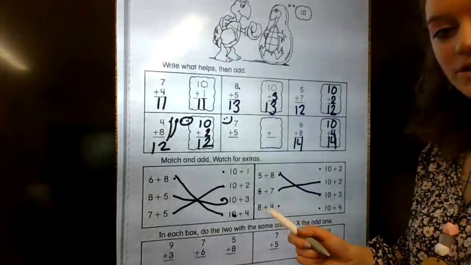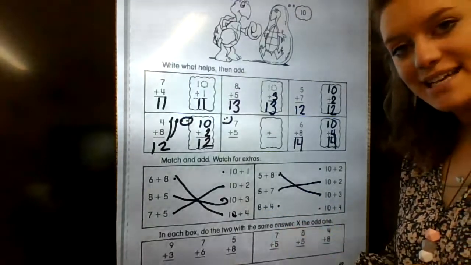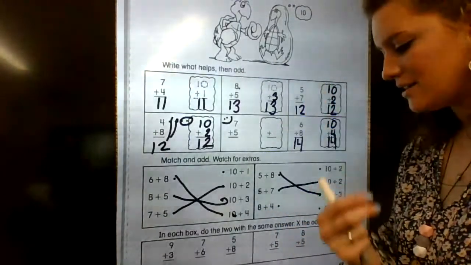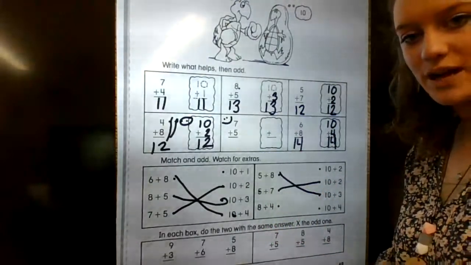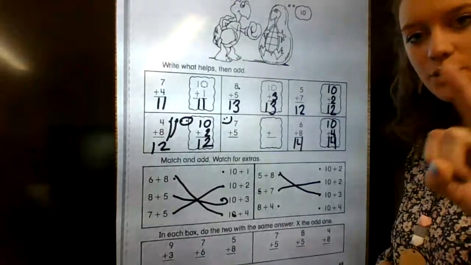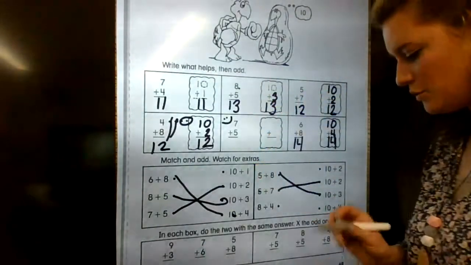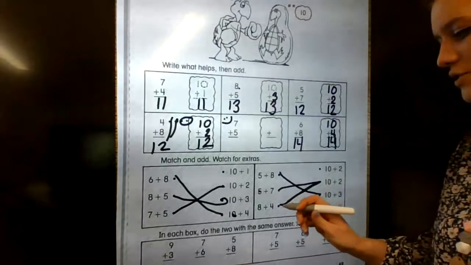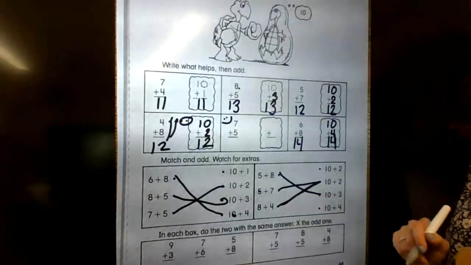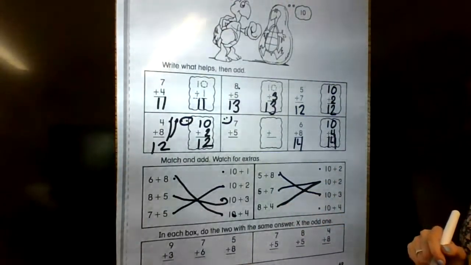8 plus 4. So starting with 8, how many to get from 8 to 10? 8, 9, 10. It takes 2. So I'm having to take 2 away from that 4. So I had 4. I take 2 away. I have 2 left. So 10 plus 2 again. So you're going to have 2 problems drawn with the same answer. That looks kind of cool.